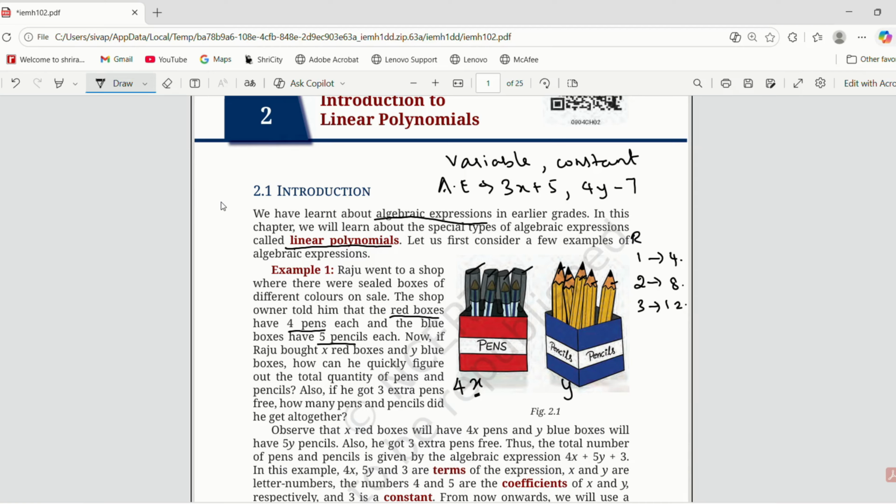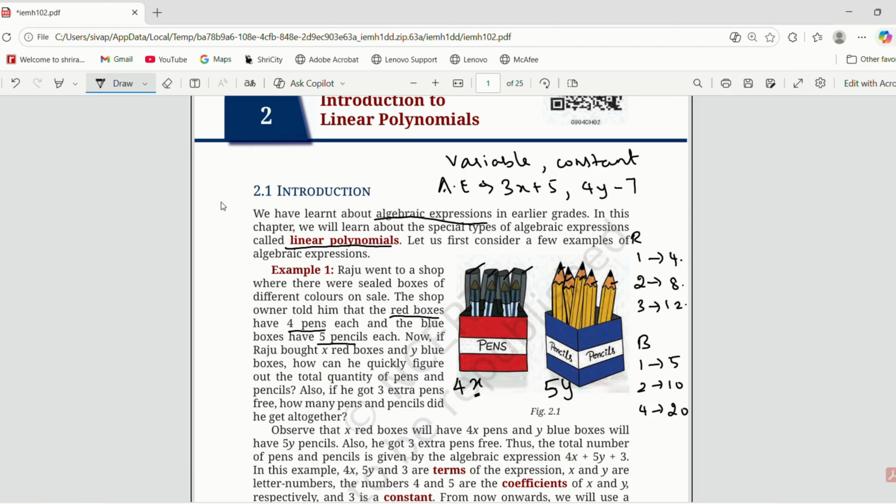Similarly, in this pencil box, we are having 5 quantities. If I bought only one blue box, I'll be having 5 pencils. If I bought 2 boxes, I will be having 10. If I have 4 boxes, I will be having 20. So this value will be multiplied by 5. So 5 ones are 5, 5 twos are 10, 5 fours are 20. So this is 5 into y.